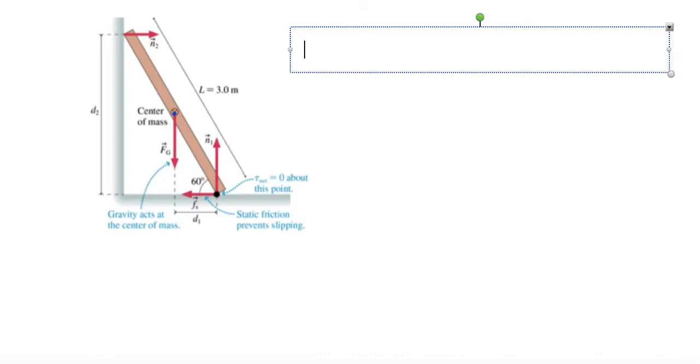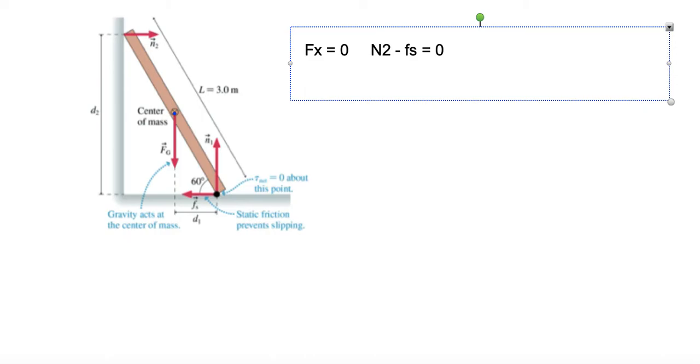The first thing is we want to look at the x forces, and we want all of the x forces to equal 0 for static equilibrium. In the x direction, we have our normal force N2, which I'm going to write as capital N, going in the positive direction. And we have our static friction force, which is going in the negative direction, and those have to equal 0.